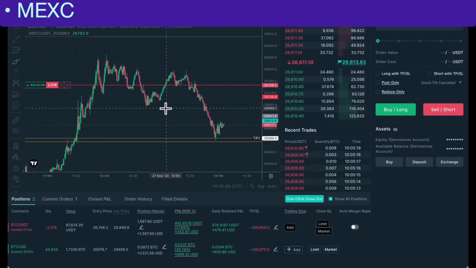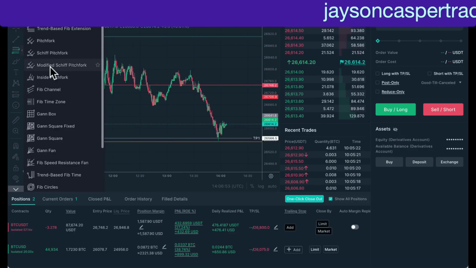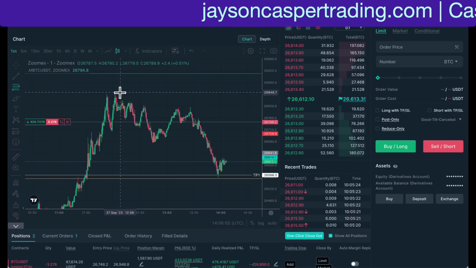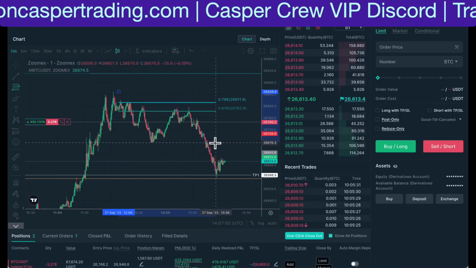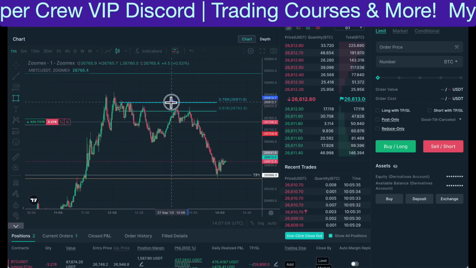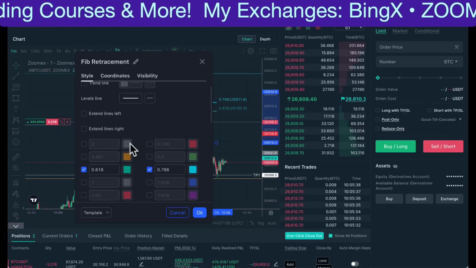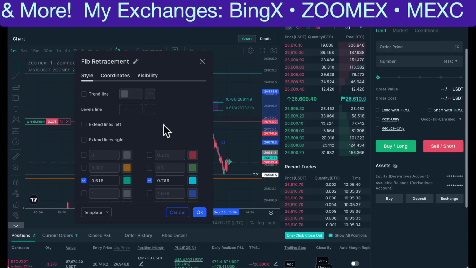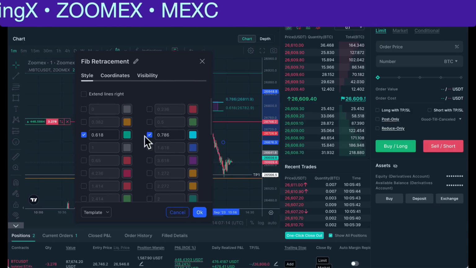Once we take out the low, what you are going to do is come over here to the Fibonacci tools, select the Fibonacci retracement, and take it from the high to that new lower low. And then you are going to mark a box in between the 618 and the 786 fib levels. So when I open up my Fibonacci settings, this is what I got going on here, guys. I only have the 618 and the 786. That's all I care about.